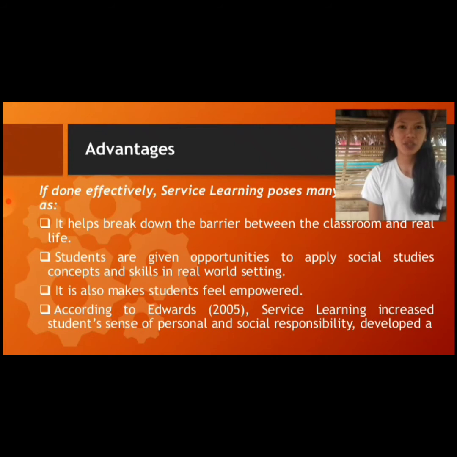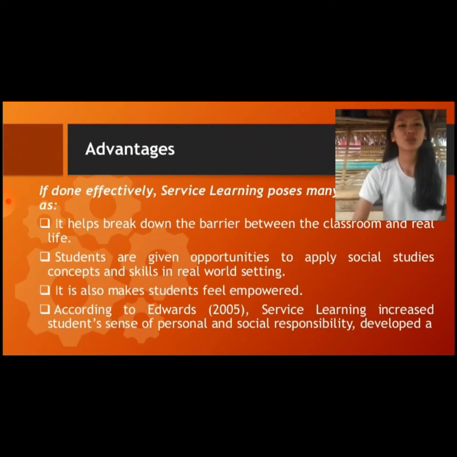Second, students are given opportunities to apply social studies. Through this kind of strategy, students are given an opportunity to apply the knowledge and skills they learned in social studies. They can apply it in the real world too. Learning social studies concepts, students can learn new things, not all the knowledge and concepts in social studies, but they learn skills and they can develop them and learn values. In service learning, the students learn and gain new experience too.